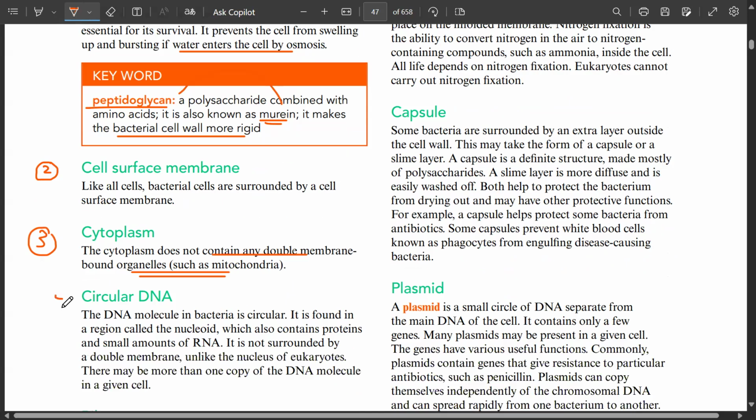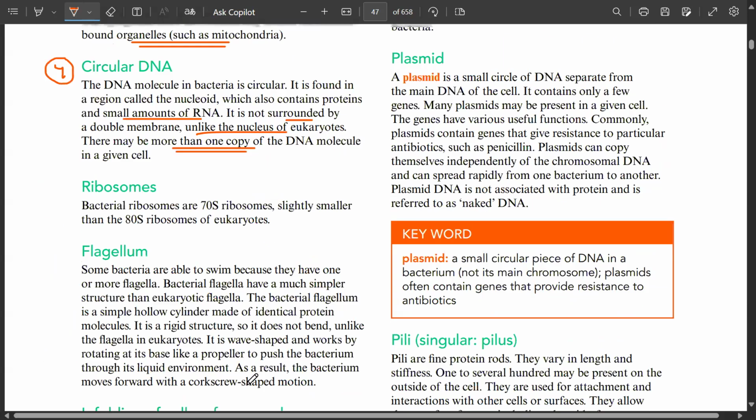Then circular DNA is a very important structure. The DNA molecule in bacteria is circular and it is found in the region called a nucleoid, which also contains proteins and small amounts of RNA. It is not surrounded by a double membrane, and unlike the nucleus of eukaryotes, there may be more than one copy of the DNA molecule in a given cell.